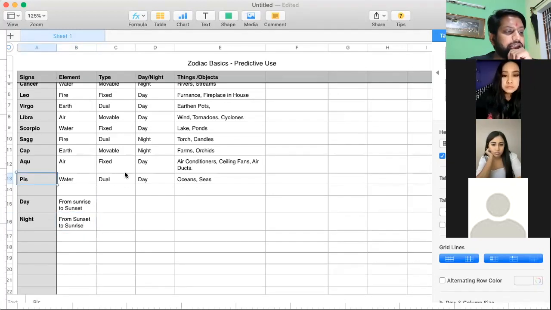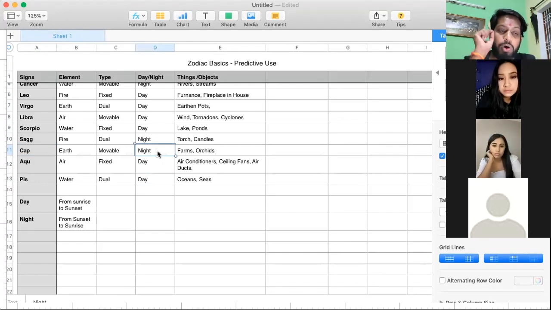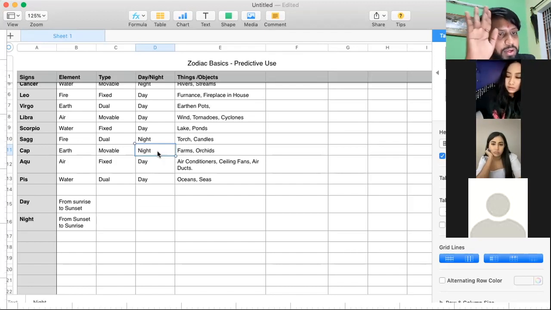The Pisces sign is basically a day sign, and the Capricorn sign is a night sign. Always remember that night signs are always strong in the night and day signs are always strong in the day. Any confusion? It's pretty simple, clear logic. Ashley, you got it? Archana, you got it?